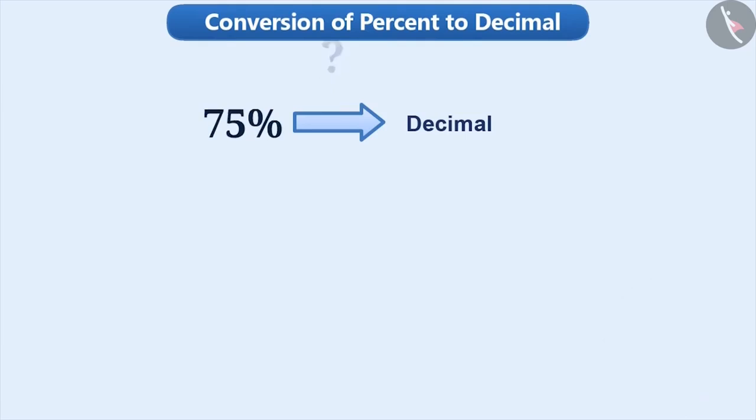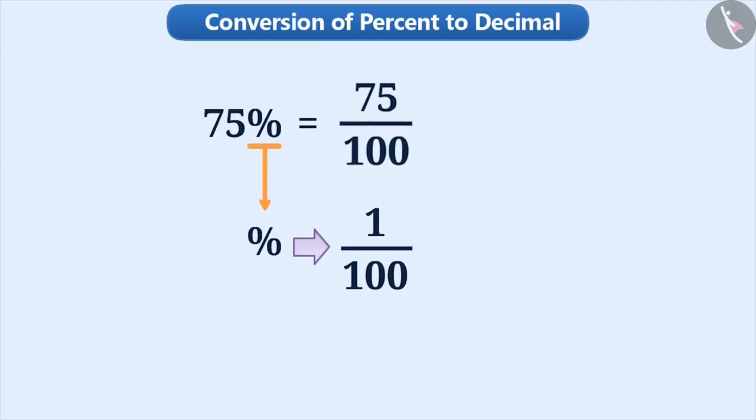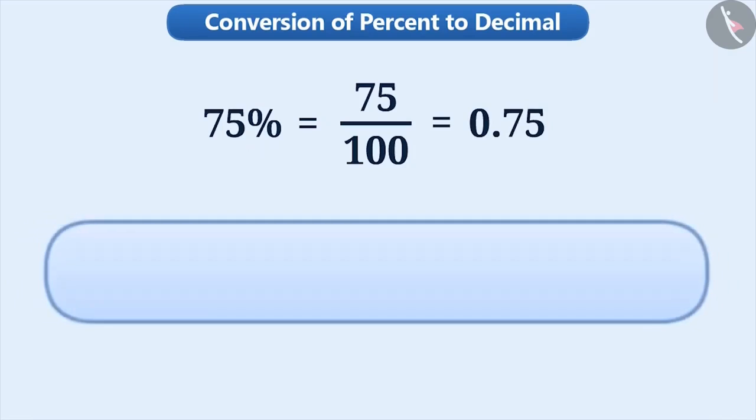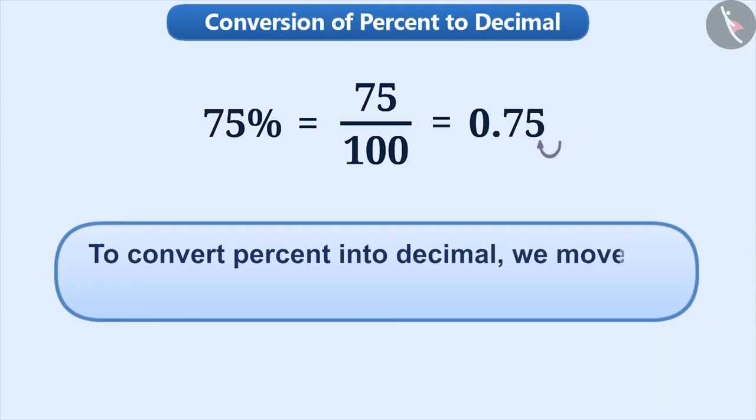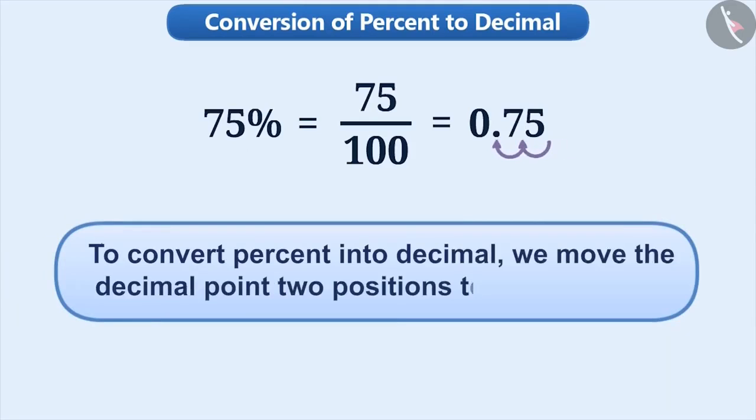You've got it right. If we want to express a percentage as a decimal, then in place of the percent sign, we will write 1 by 100. That means we will divide the percent by 100. Here, 75% is equal to 75 by 100, that means 75 out of 100, which is equal to 0.75. In general, to convert percent into decimal, we move the decimal point 2 positions towards the left.